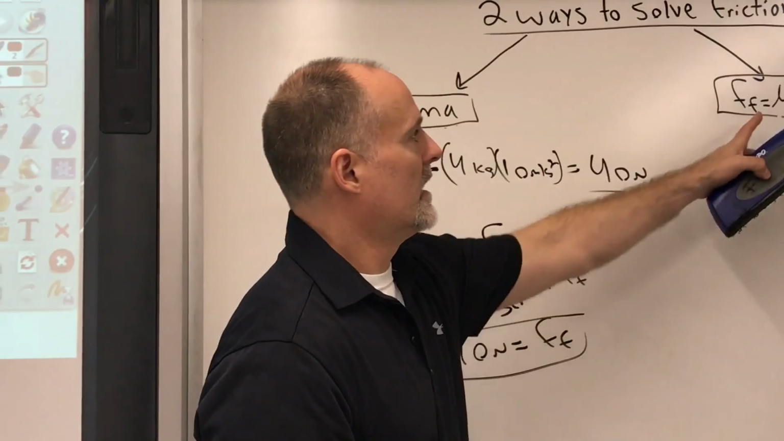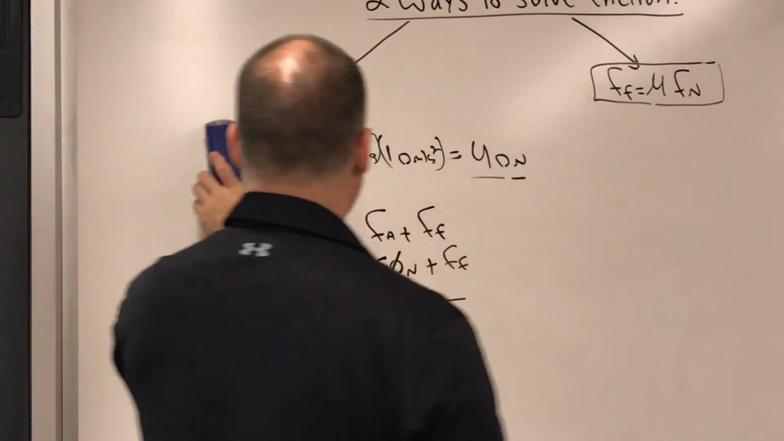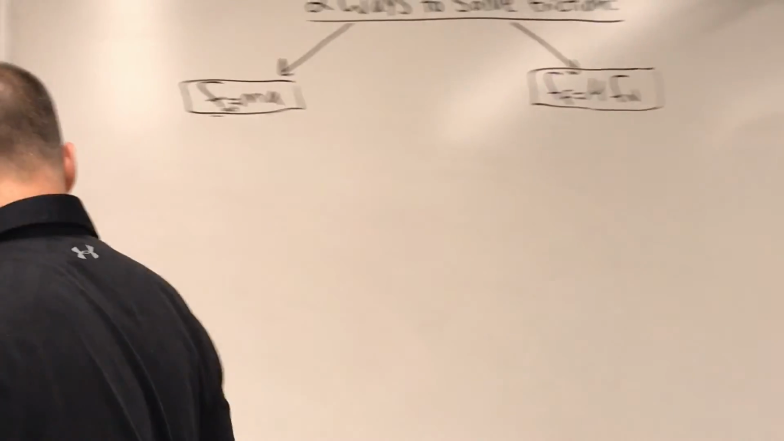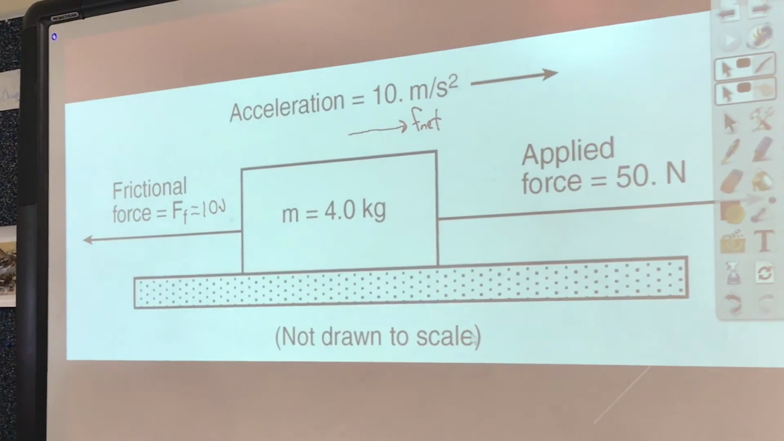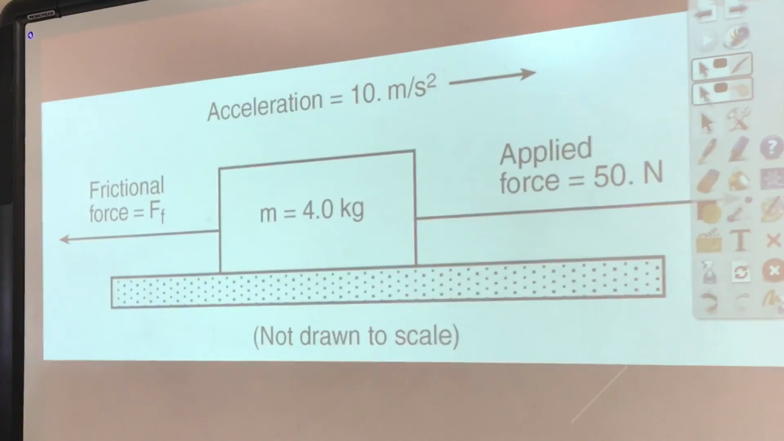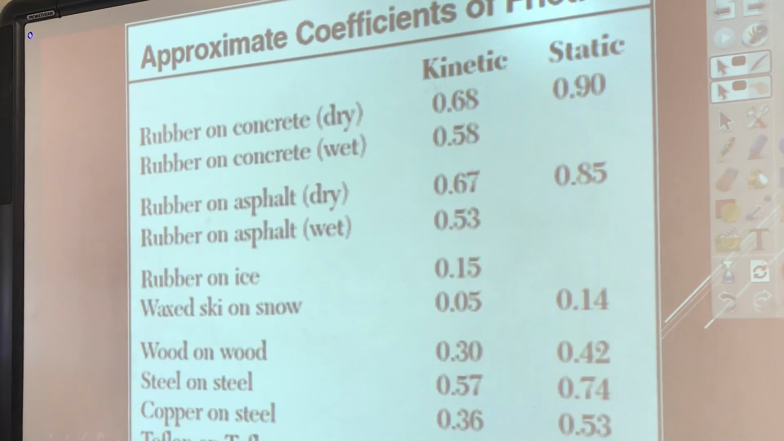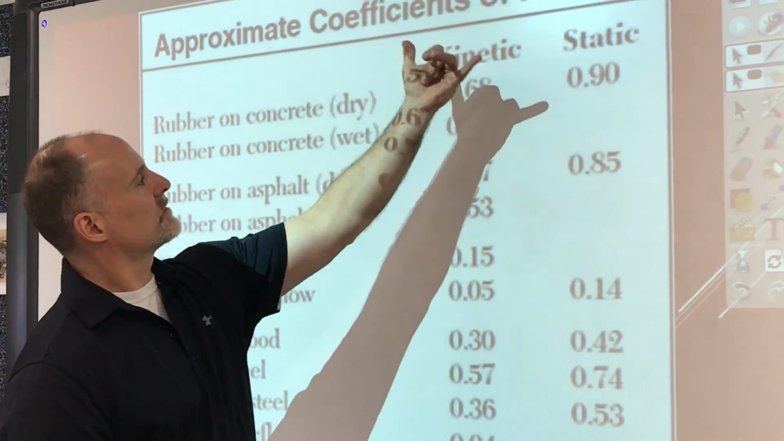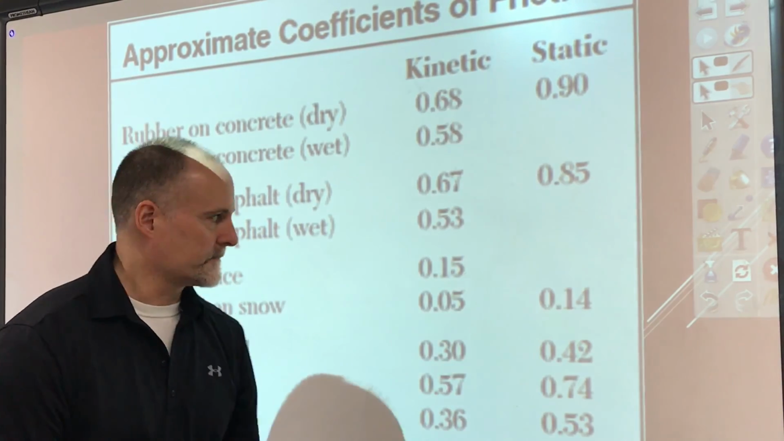That's called, we're going to use the formula, the coefficient of friction times the normal force. So let's do a couple problems here. First, recall that we have to consult a table called the coefficients of friction. The coefficients of friction are right here on the front page of your reference tables. There's two columns of coefficients of friction, kinetic and static.